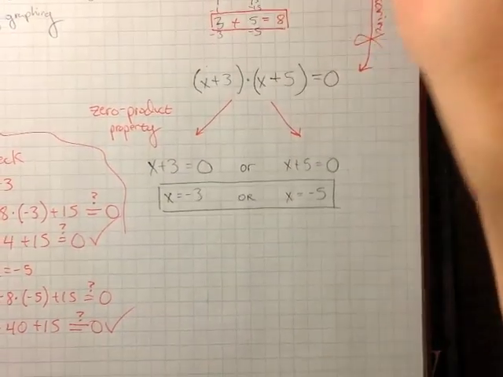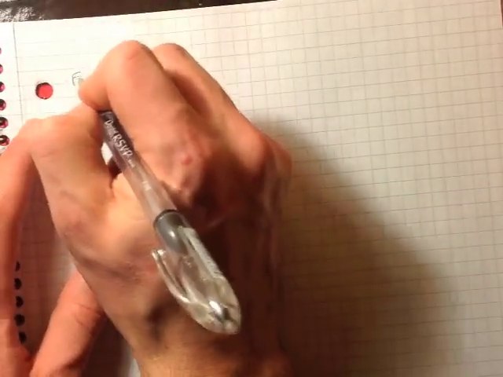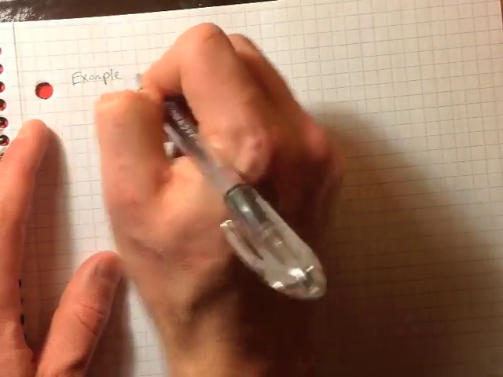Okay, let's look at another example of using the same exact skill. So this is probably example number 4 by now. Example 4.